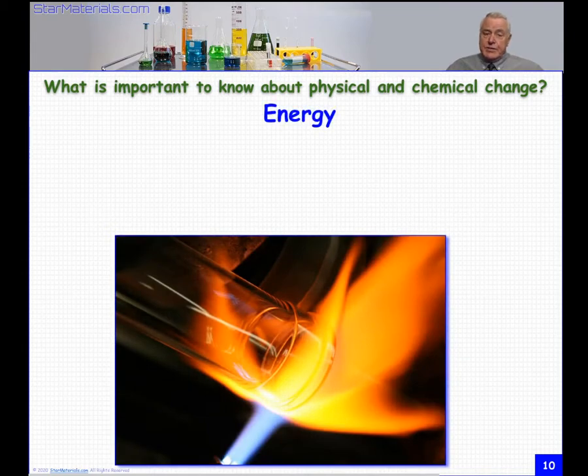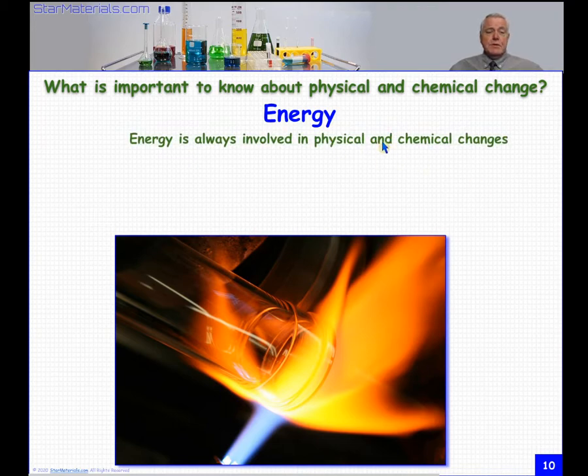Here's the role of energy. It's always involved in either a physical or a chemical change. Otherwise, there'd be no change. Things would just sit there. Thermal energy we call heat. By the way, there is no such thing as cold. Cold, we refer to, is simply the lack of heat. So thermal energy is heat.